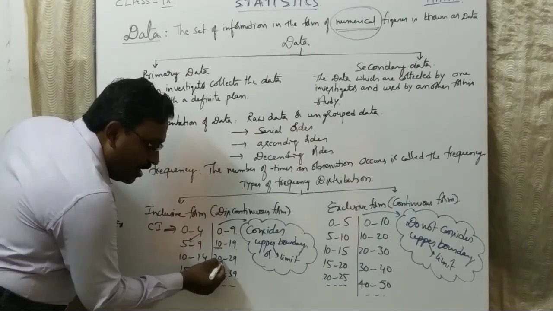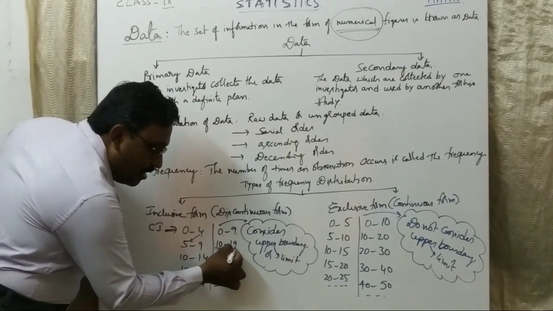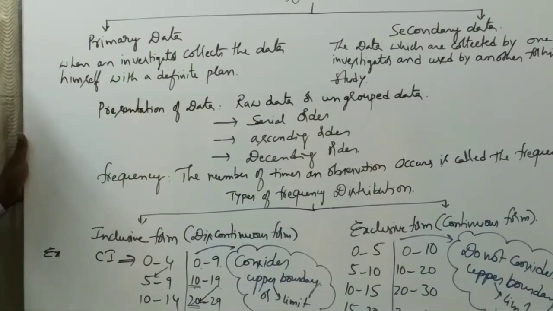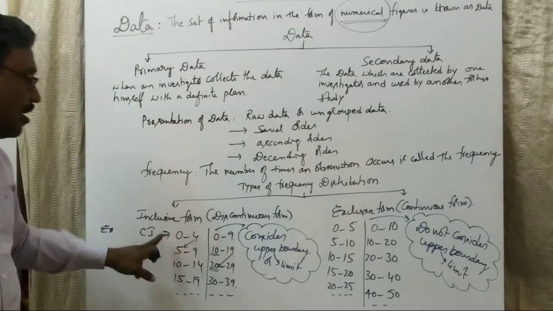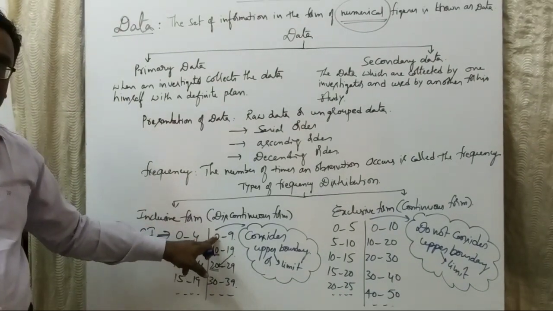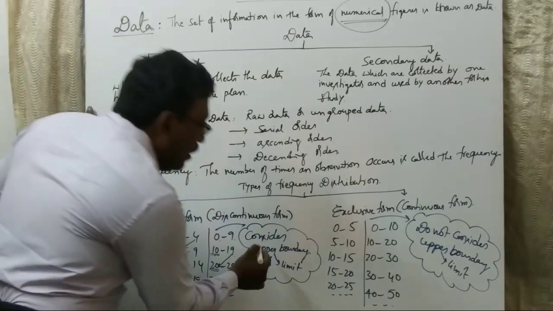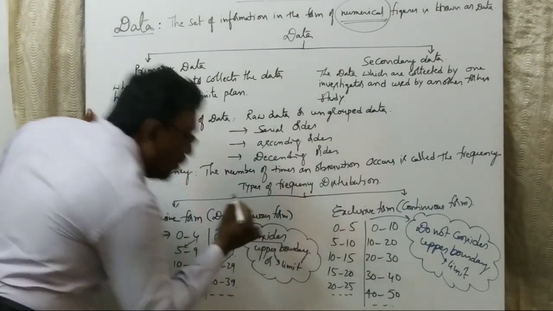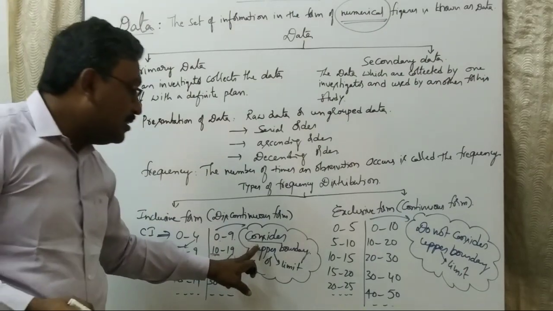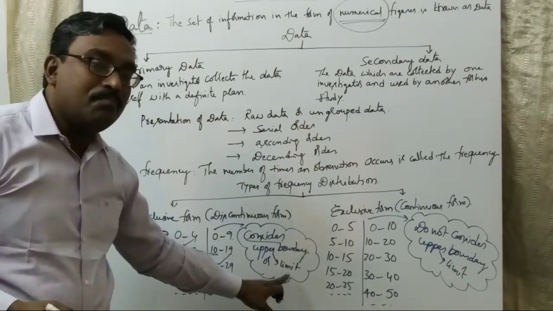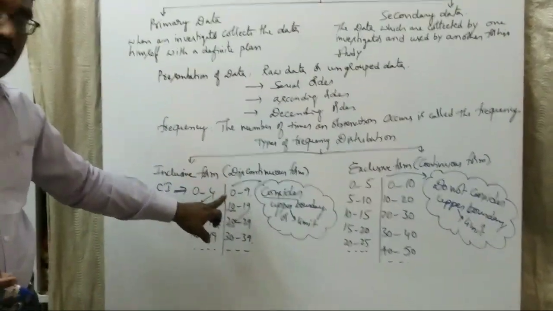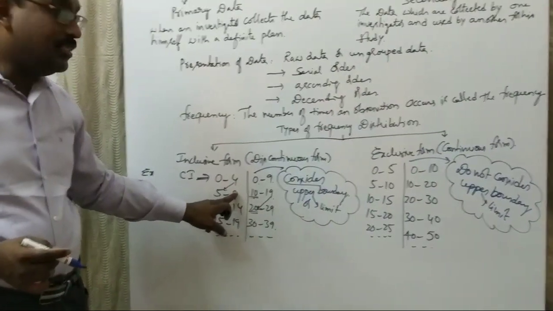10 to 19, the next class starts at 20. So, there is no continuation. This is called inclusive form, or inclusive class. Here it is a very important note that you should consider the upper boundary or upper limit: 4, you should consider it; 9, you should consider it.